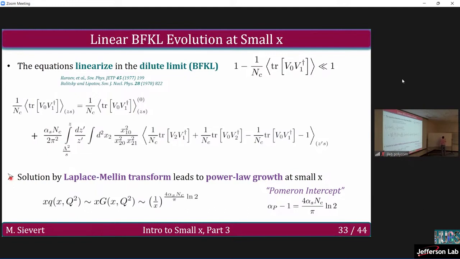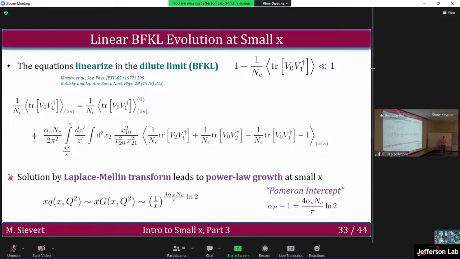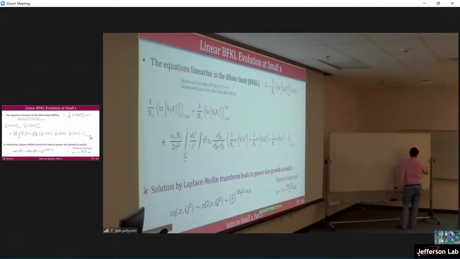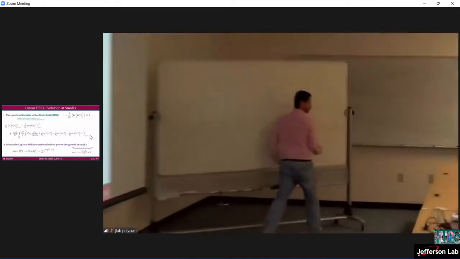Right, so this integral dz over z, z is the fraction. If p plus was the original momentum coming in through one of the particles, z p plus is the k plus of the gluon that's coming out. So this dz over z is the integral dk plus over k plus, which is the integral over the rapidity, where rapidity is 1/2 log of k plus over k minus.